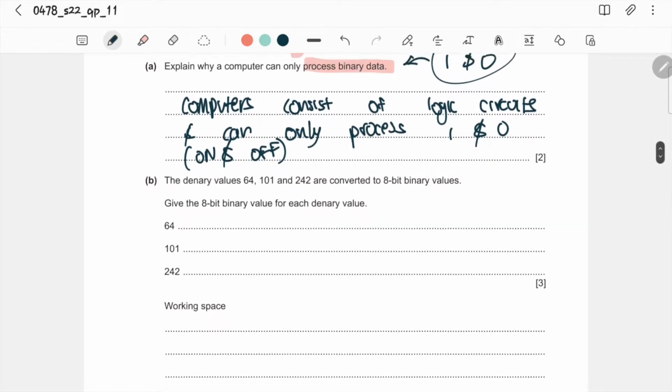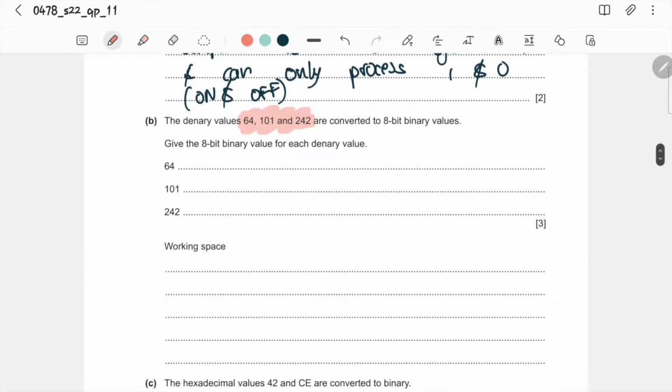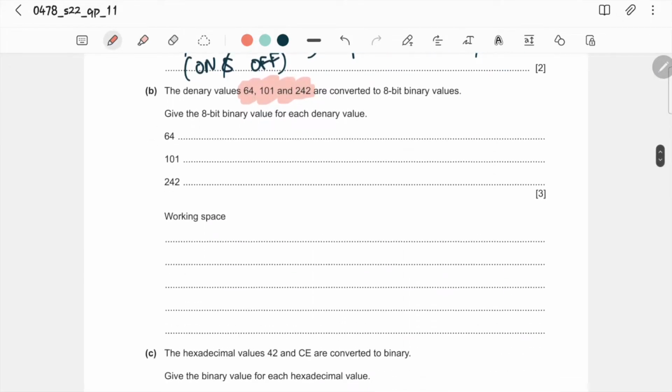So that's very straightforward. The denary values 64, 101, 242 are converted to 8-bit binary values. Give the 8-bit binary values of each of the denary values. So we need to get the binary values.